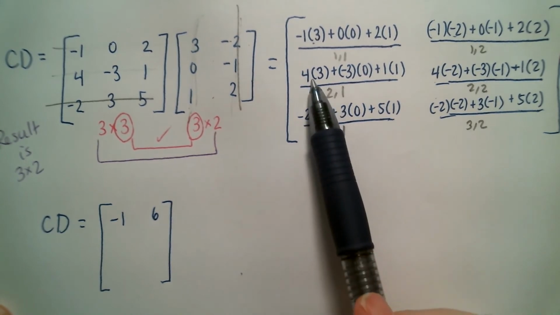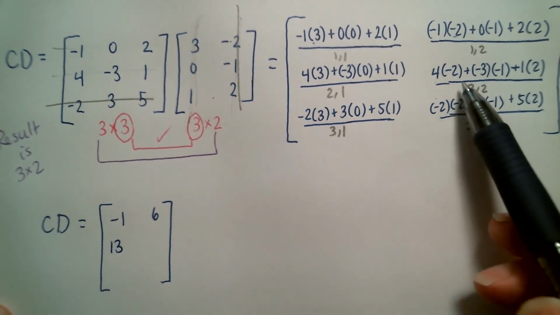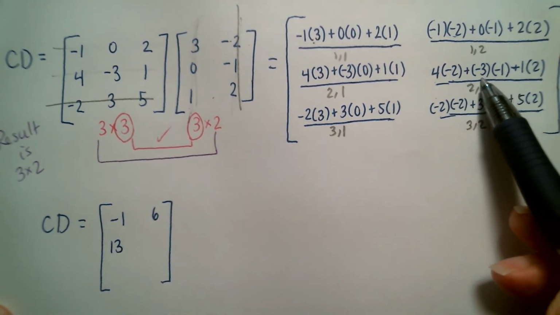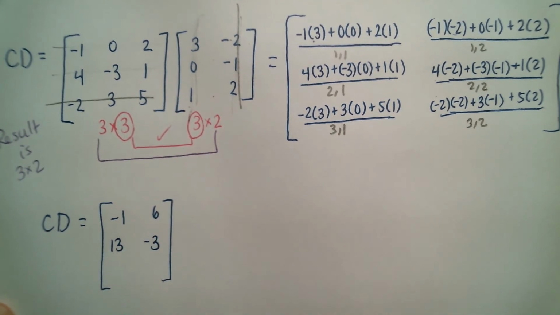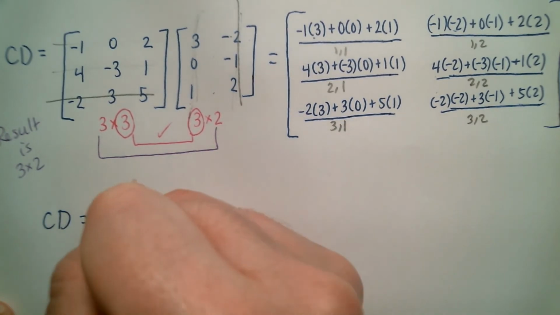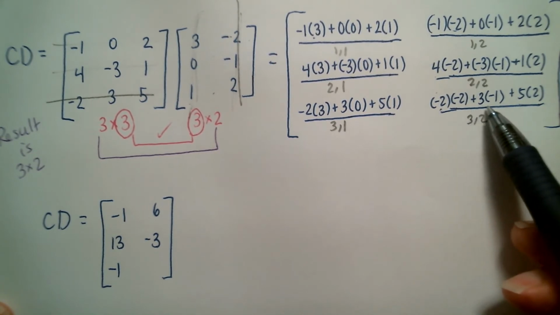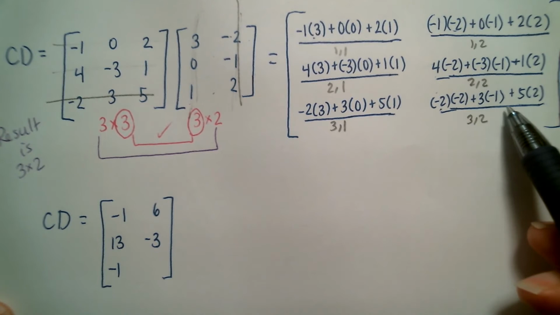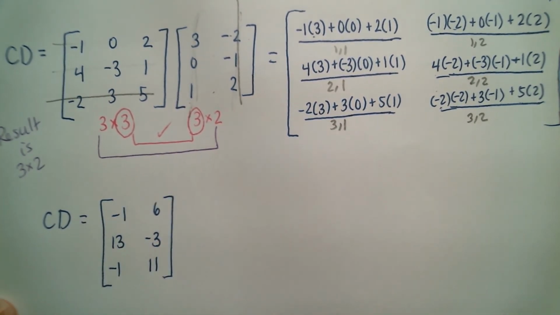Okay. 12 plus 0 plus 1, that's going to be 13. Negative 8 plus 3 is going to give us negative 5, plus 2 is negative 3. And then negative 6 plus 0 is negative 6, plus 5 is negative 1. And then negative 2 times negative 2 is positive 4, plus a negative 3 is positive 1, plus 10 is going to be 11. Okay, so this is C times D.